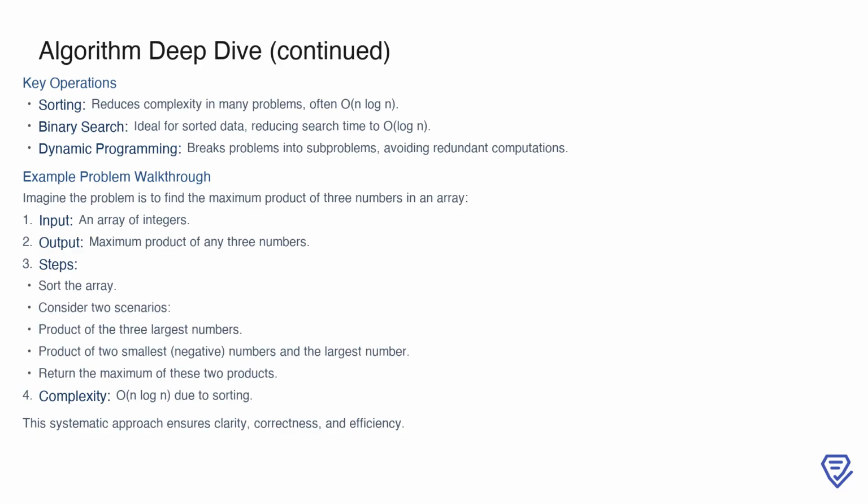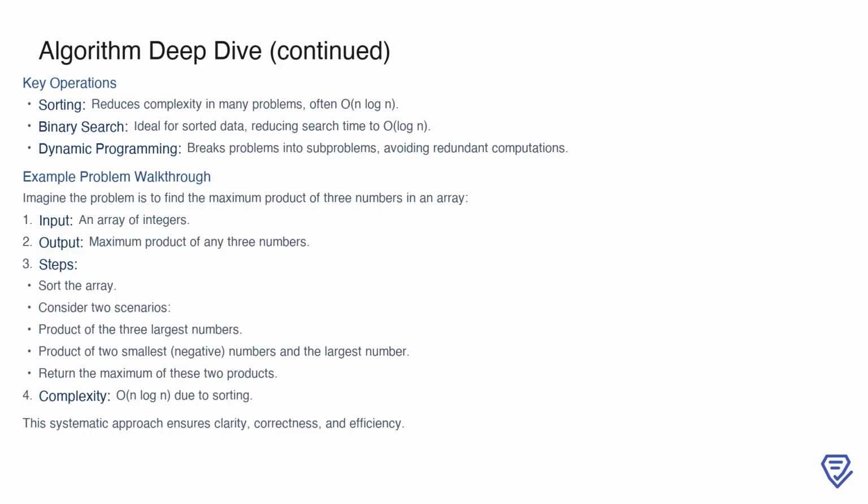To illustrate these concepts, consider a problem where you need to find the maximum product of any three numbers in an array. The input is an array of integers, and the output is this maximum product. First, sort the array. Then, evaluate two scenarios: the product of the three largest numbers, and the product of the two smallest, negative, numbers combined with the largest number. The result is the maximum of these two values. This method leverages sorting to simplify the problem, resulting in a time complexity of O(n log n). By following this structured approach, you ensure that your solution is both clear and efficient, while also accounting for edge cases and constraints.